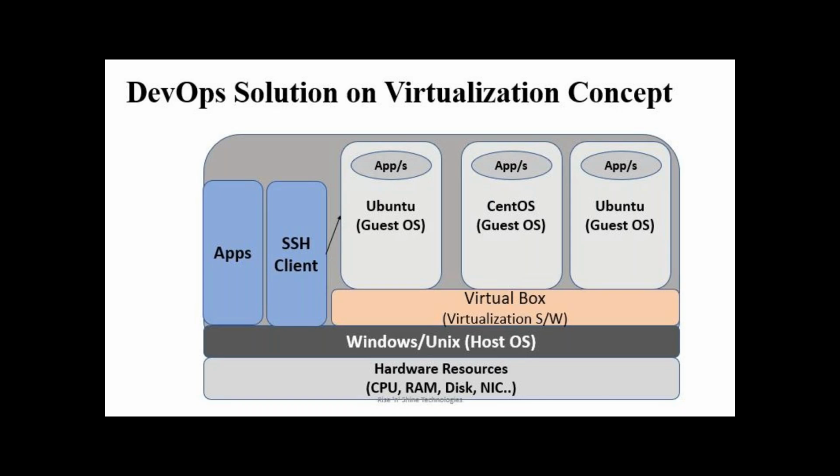If I try to understand the DevOps solution, one more software to install on the Windows is Vagrant. So what is this Vagrant? This is a virtualization automation software. We should not say this is a virtualization software. This is a virtualization automation software. So why do we need to use Vagrant?